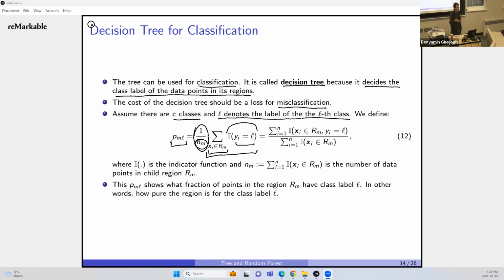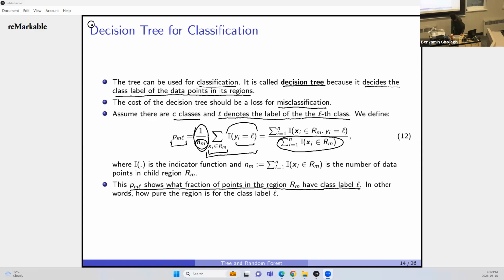How many points of each class do we have in that region? So p_m1 means how many points of class 1 do we have in R_m? p_m2, how many points of class 2 do we have in R_m, etc. Right? And we can do it for different regions. R_m goes from 1 to cardinality of T. Then N_m, you can write it as this in the denominator. It's the summation of all of the points in region R_m. It counts them.